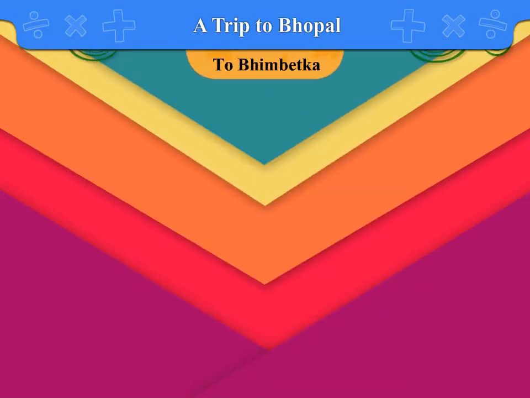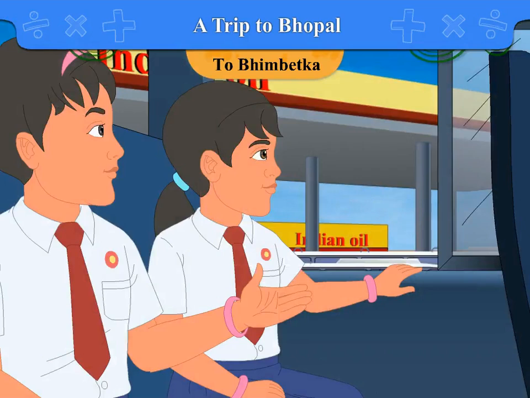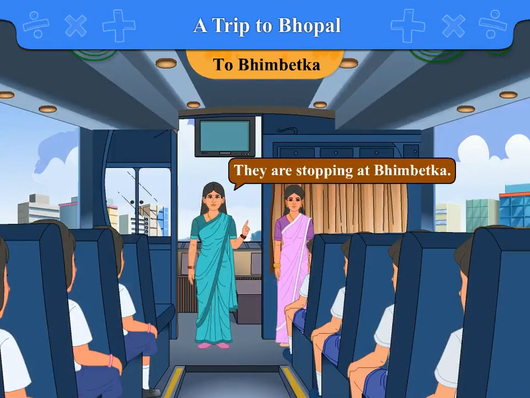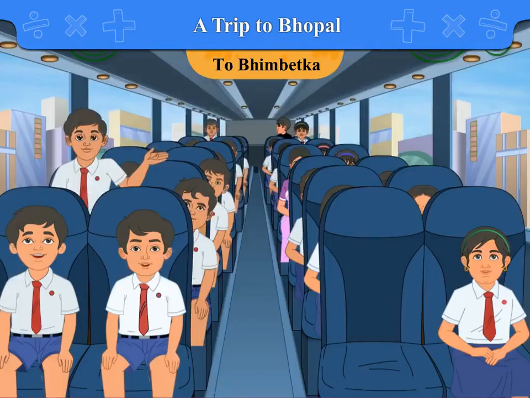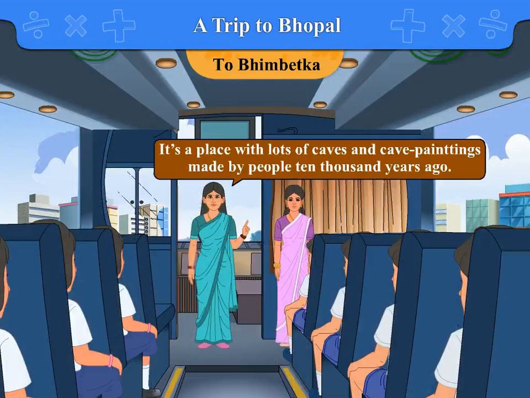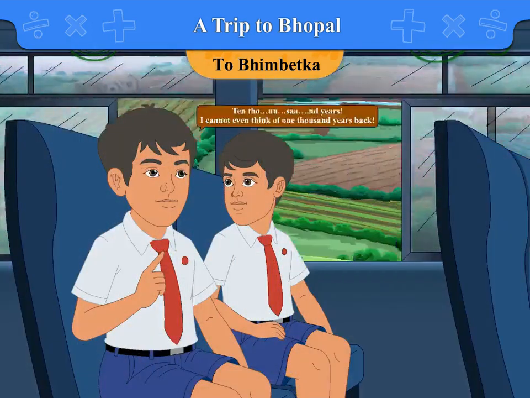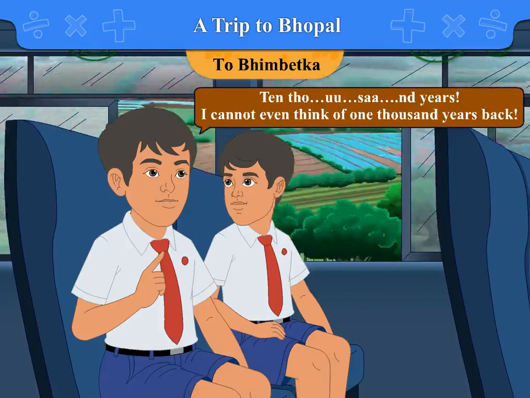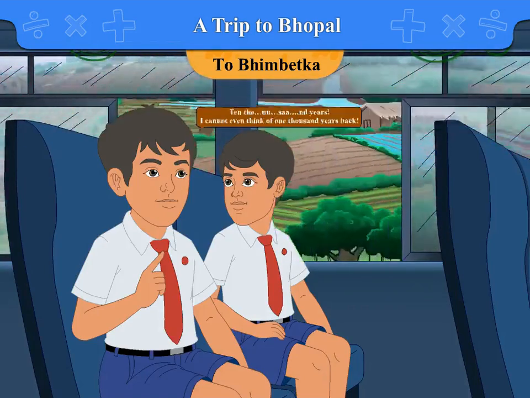To Bhimbetka. After the buses are refilled, the journey starts again. Now the children are told that they are stopping at Bhimbetka. Anjan asks, "What is Bhimbetka?" Miss Rihanna says, "It's a place with lots of caves and cave paintings made by people 10,000 years ago." Sumit says, "10,000 years! I cannot even think of 1,000 years back."